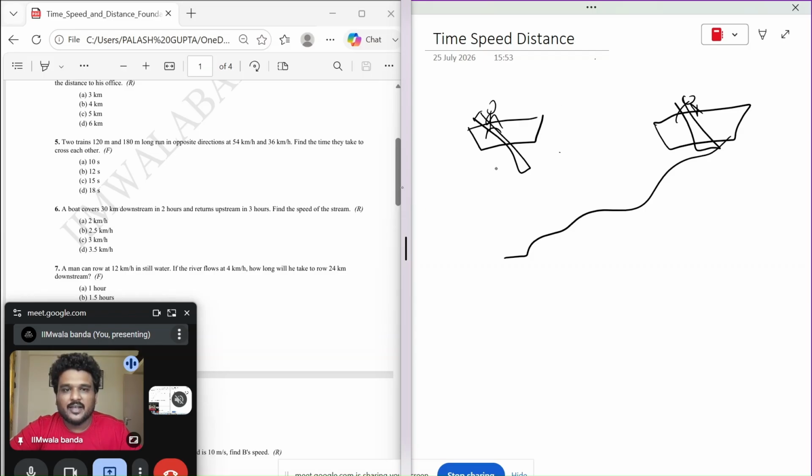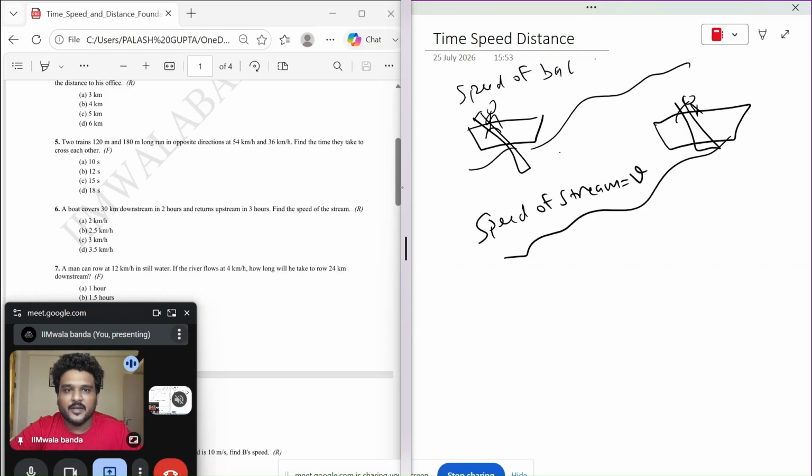So in any case, you have to always remember that the speed of the stream we assume as v in general, and the speed of the boat, or the speed of the man who is rowing the boat, will be u.